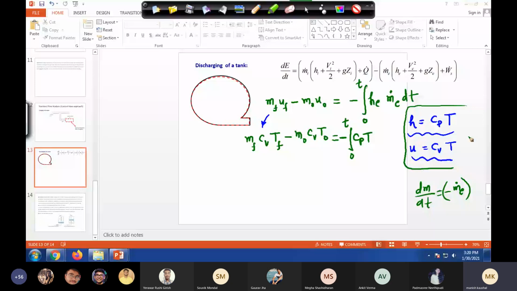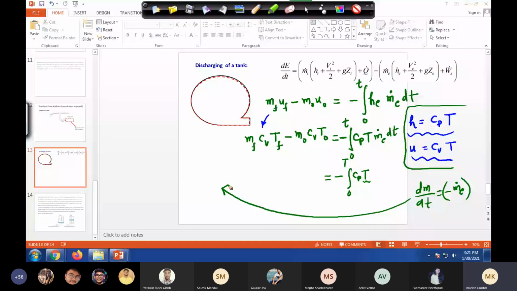Now, if we want to move further, what we should do from here? This is CpT, and then we have this m_e dot dt. So we can write minus integral 0 to T of CpT. The problem is this is also a function of time. m_e dot is... okay. Let's follow. If we take this one, let's say here we have to do some maths.